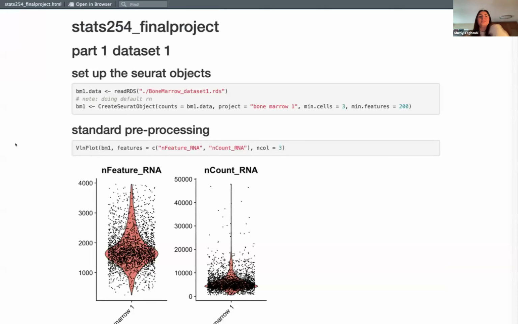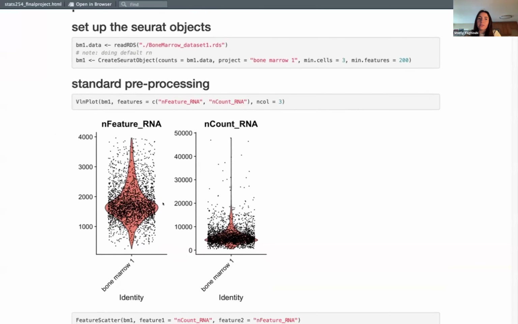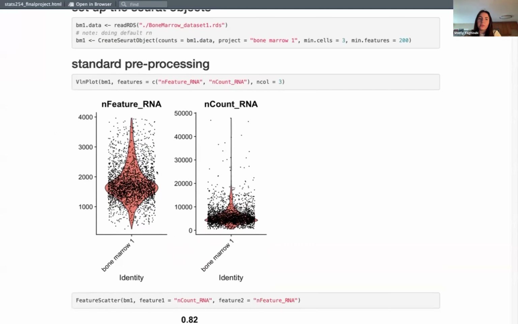Okay. So I think I'm mostly going to talk about the bone marrow ones because my pancreas data is not looking good right now. But for the bone marrow ones, I followed pretty much the very standard Seurat pipeline. I read it in, created the object, and then I created the violin plots. And from here, I decided to get rid of the values where the nFeature were above 3750.